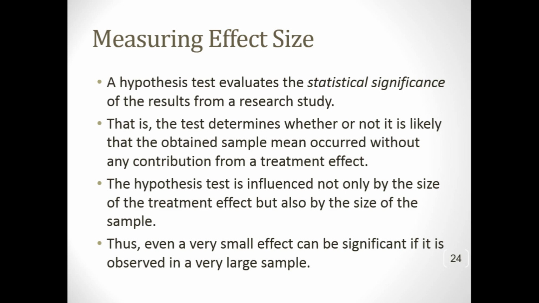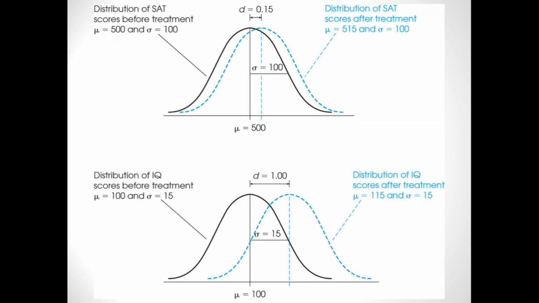So we have two representative distributions of SAT scores before treatment, and we also have a distribution after the treatment. We have an increase of 15 in the mean of the sample. We also have the distribution of the interquartile score before treatment and after the treatment. That can be used to measure the effect size in our population.